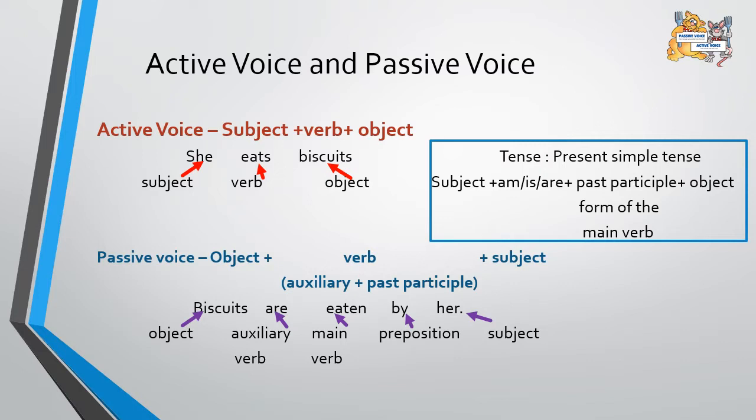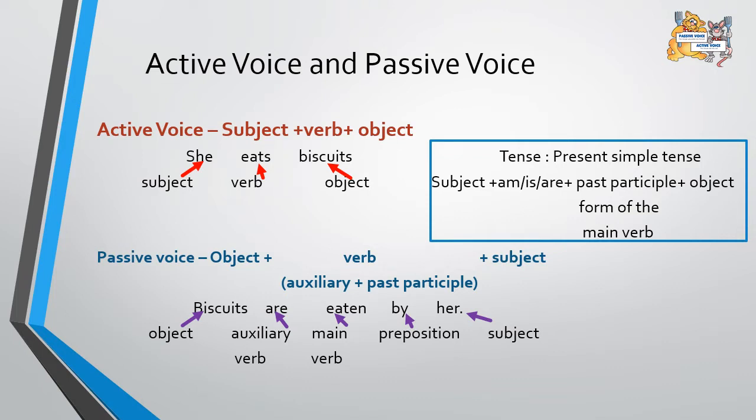When we use passive voice, it shows how the subject in a sentence is acted upon by the verb. The general formula of passive voice is object plus auxiliary verb plus past participle form of the main verb plus subject. Children, in our previous lessons we have learned about verbs.